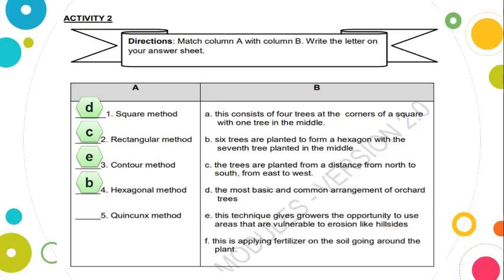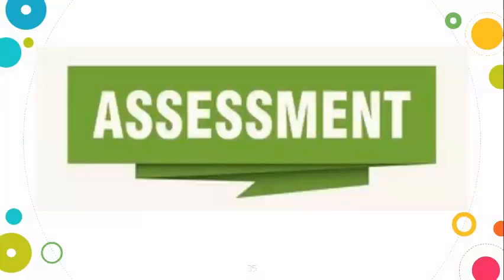Very good. And for number four, the hexagonal, of course hexagon means six, so six trees are planted to form a hexagon with the seventh tree planted in the middle. Very good. And for the five, yes, this consists of four trees at the corners of the square with one tree in the middle. Very good. So you got all five. Perfect.